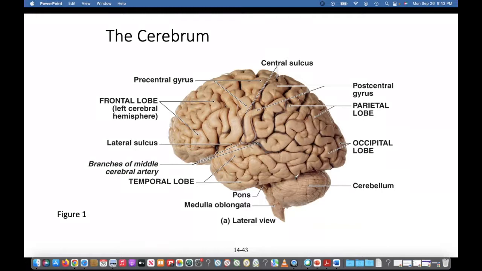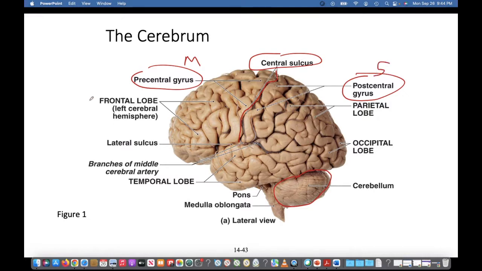Here on this view, now you can see the cerebellum here, so that's posterior. Here is the central sulcus going this way. So once you find that central sulcus, there's your precentral gyrus and your post-central gyrus. This is your motor cortex. This is your sensory cortex. Frontal lobe, temporal lobe, occipital lobe, parietal lobe.